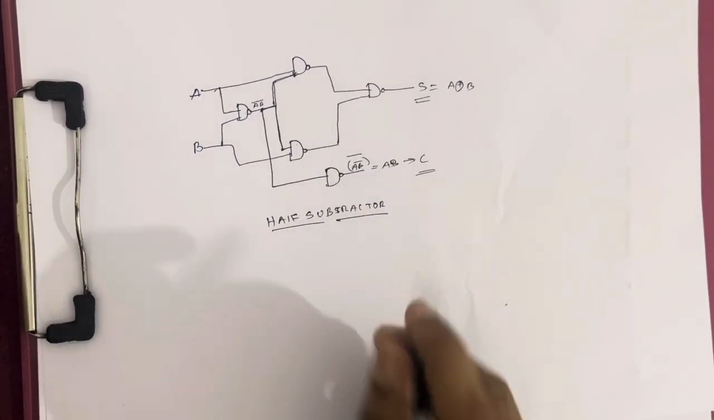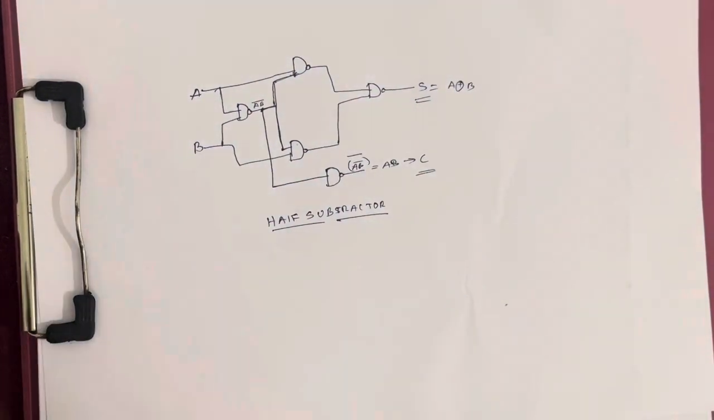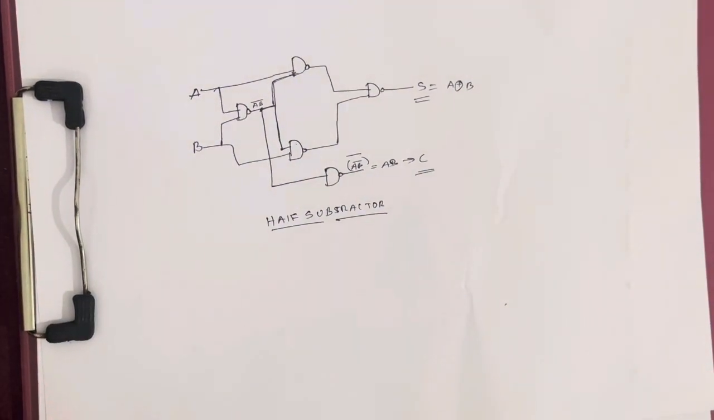Okay, half subtractor. As we studied in the half adder, there comes sum and carry. Here comes the difference and borrow. After we study the half subtractor, the normal half subtractor and the half subtractor using NAND gates, we will move to the full subtractor and full adder. Okay, I think that's more convenient.